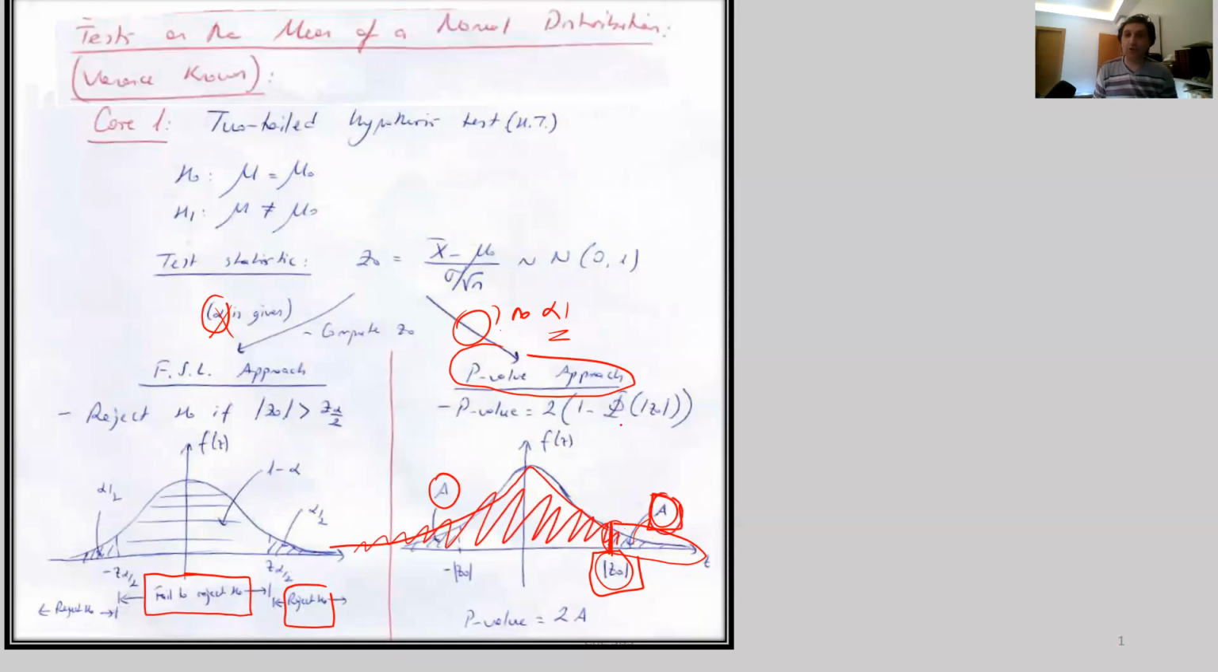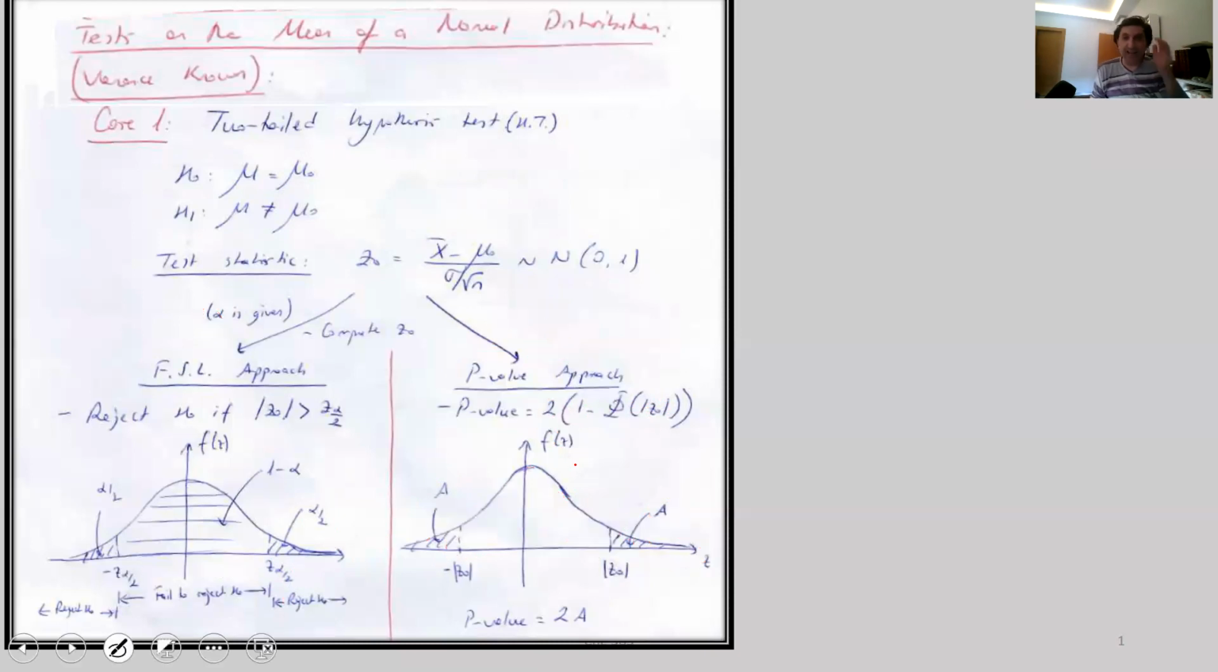So this area is going to be 1 minus the CDF in absolute values. Note that it's going to be in absolute values because Z0 might have been here also. But in both cases, we take this value. So it's going to be 1 minus the normal cumulative distribution function evaluated at the absolute value of Z0, times 2. And the times 2 comes from the fact that we have these two tails corresponding to that extreme value. And the p-value is going to be equal to 2 times A. So this is the idea. Our p-value is going to be reported as 2 times A.